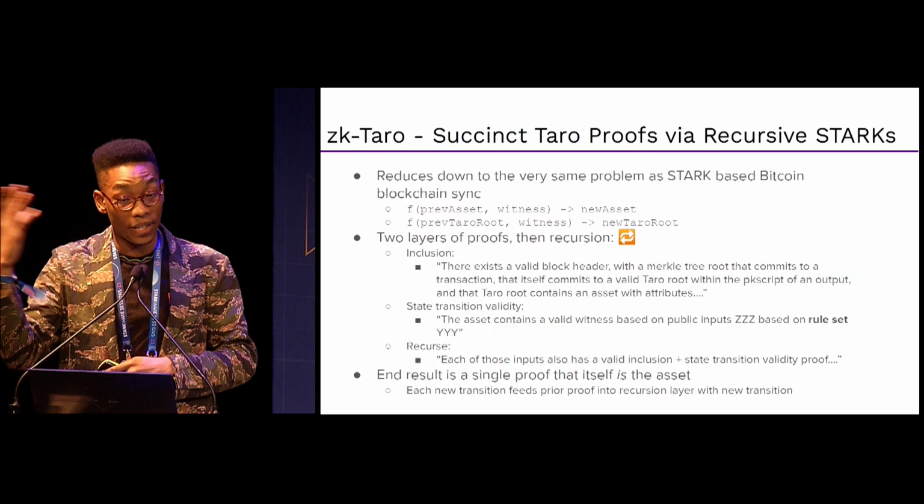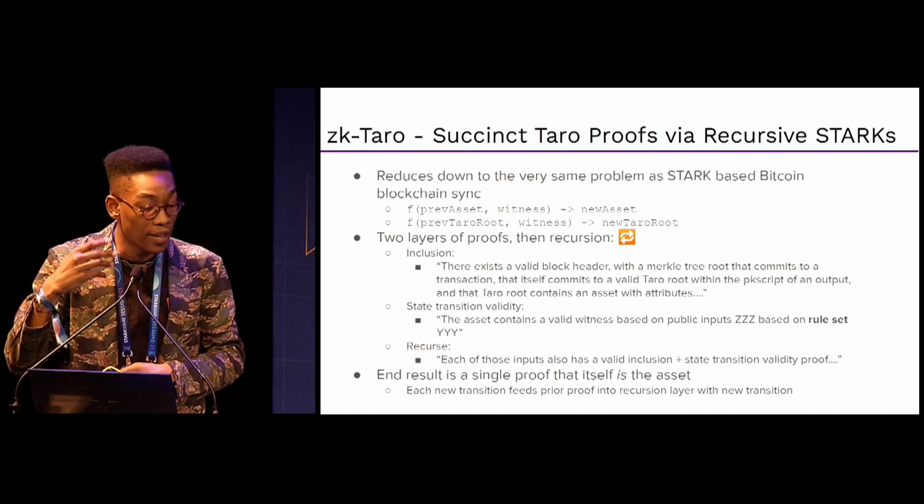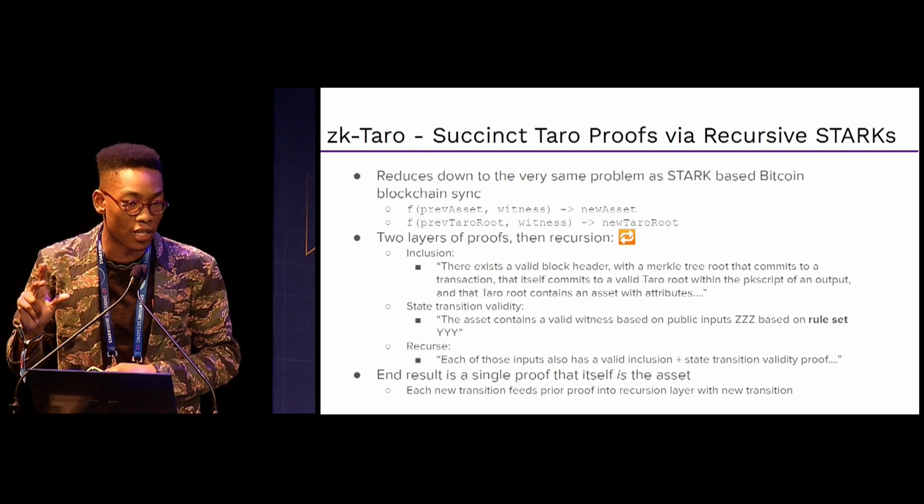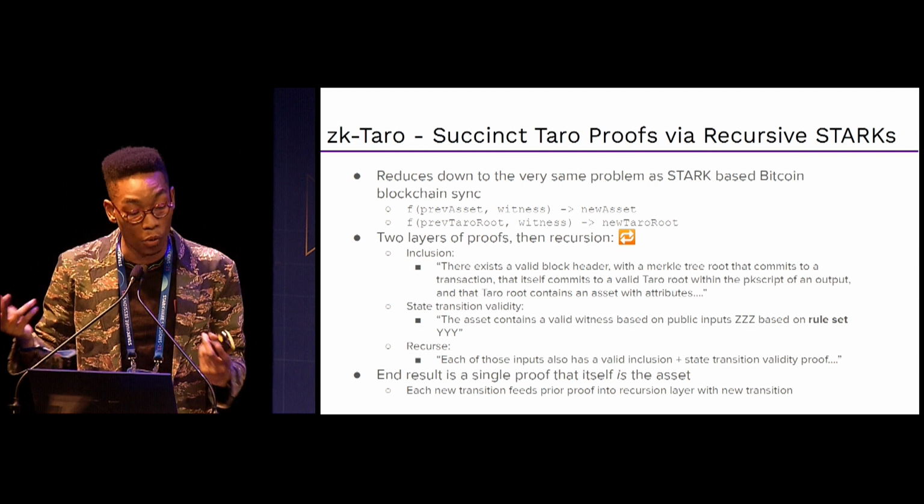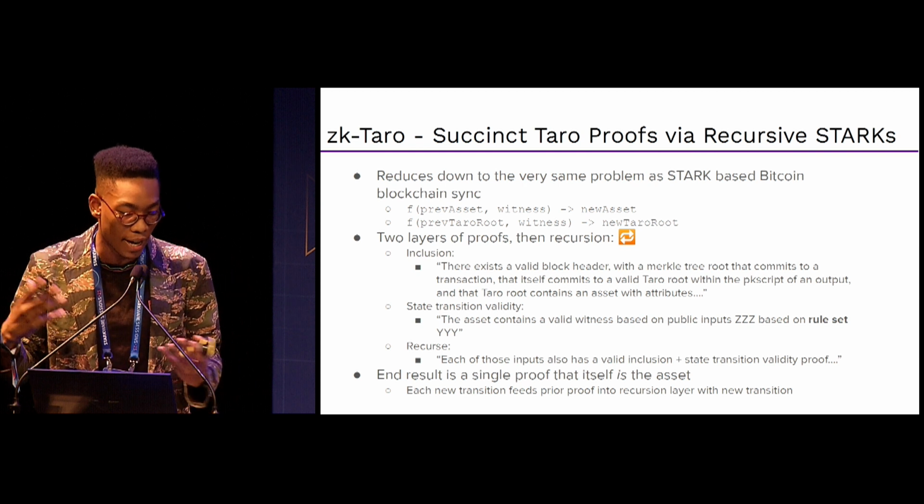And so here we are, ZK Taro. Why do we actually care about this thing? Well, the main thing is using recursive STARKs to reduce the proof size to something effectively more constant, and more amenable to being distributed and actually used properly, right?